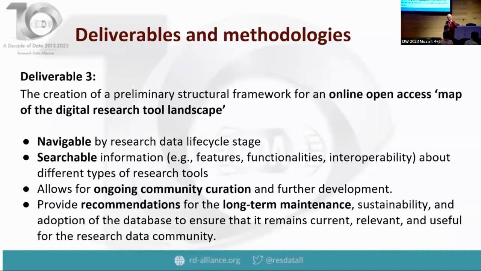So we're at the early stage of deliverable 2, and then the third deliverable is the creation of a preliminary structural framework for an online open access map of the digital research tool landscape. So to take what we've done and turn it into something a bit like what the Global Open Research Commons Group has done, something which is both a visual and a narrative form that is meaningful.